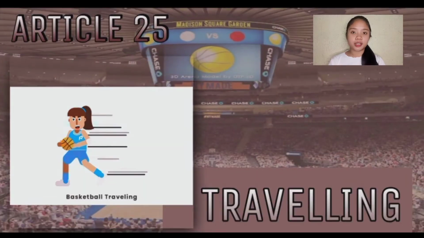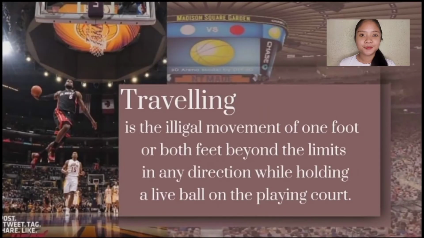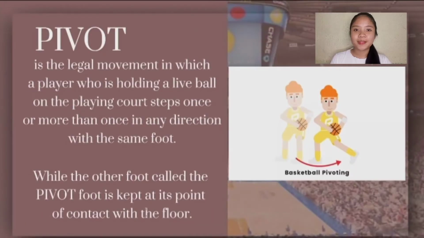Let us now proceed to Article 25, which is traveling. Traveling is the illegal movement of one foot or both feet beyond the limits outlined in this article in any direction while holding a live ball in the playing court. Pivot, on the other hand, is the legal movement in which a player who is holding a live ball in the playing court steps once or more than once in any direction with the same foot, while the other foot, called the pivot foot, is kept at its point of contact with the floor.